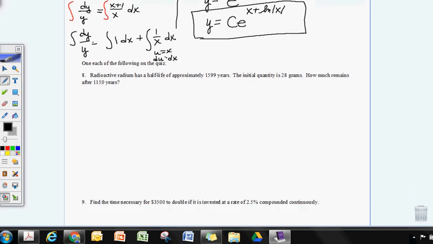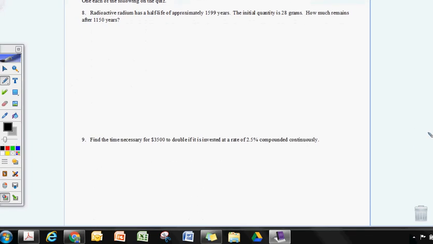Okay, on to the last two word problems. So for this last problem, remember there is one of each of these on the test, and this one has three parts. So we're going to start off with the setup. The setup of this: radioactive radium has a half-life of approximately 1599 years. So this first sentence is going to help me solve for my K value.